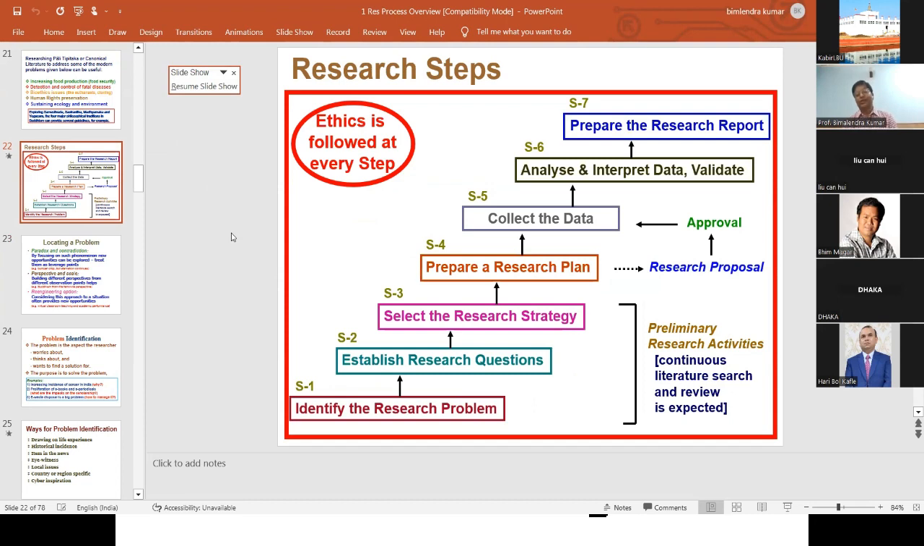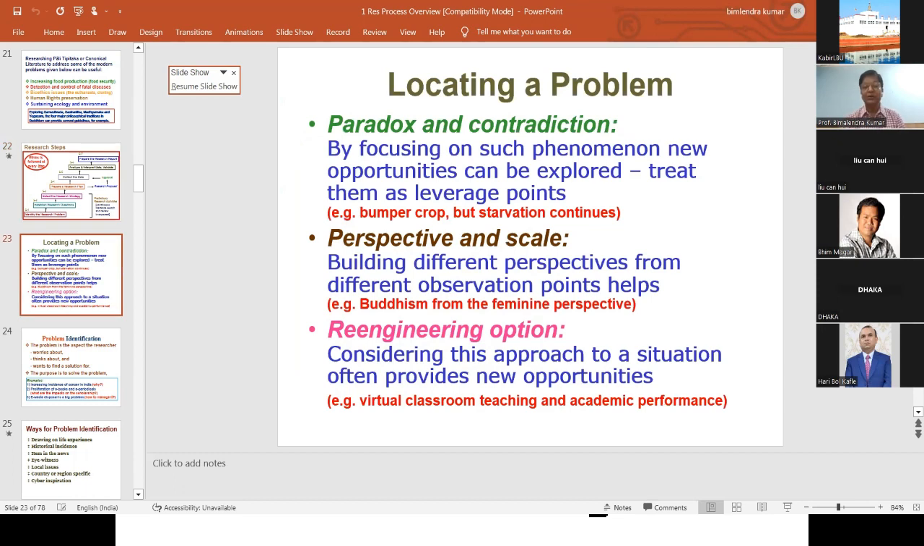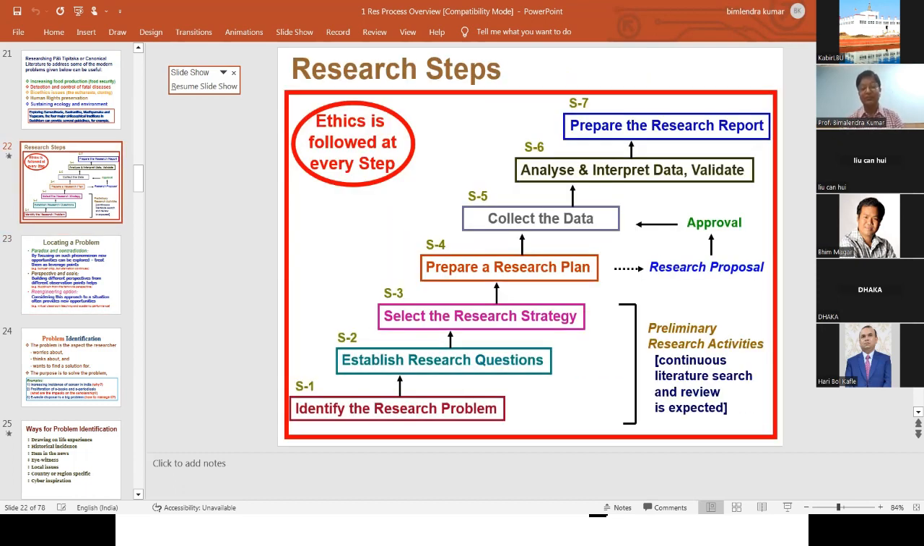So we are discussing how these first three steps, identifying the research problems, establishing research questions, and the research strategy, need continuous literature search as well as literature review, with the help of primary sources, original sources, secondary sources, and the journals related with the topics also. Now we are going to discuss the first, identifying the research problem.